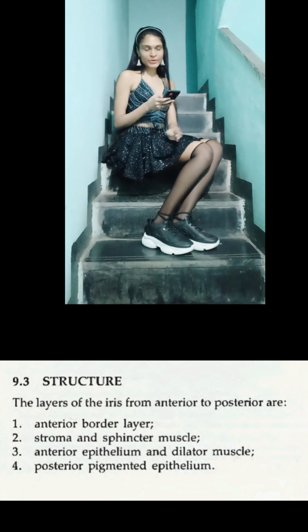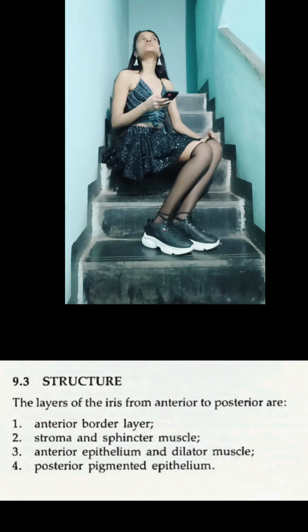Fourth is posterior pigmented epithelium. Or it can be divided into 3 layers: first, anterior border layer or anterior limiting membrane. Second is stroma containing the sphincter pupillae muscle, dilator pupillae muscles, then vessels and nerves. Then epithelial layers, that is the third layer, containing anterior pigmented epithelium and posterior heavily pigmented epithelium. Both the layers of the epithelium are pigmented, but posterior pigmented epithelium is heavily pigmented.